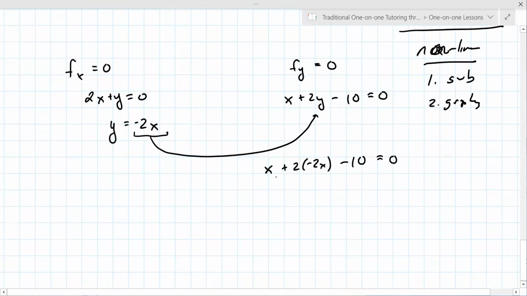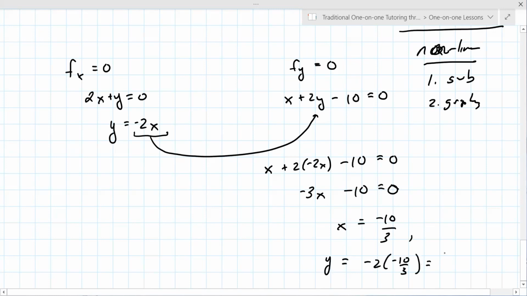So that's minus 4x, minus 3x, it doesn't look great, minus 10 equals 0. So x equals negative 10/3. Wow, that's horrible. And then y is going to equal minus 2 times minus 10/3. So it equals 20/3. So you have your ordered pair, negative 10/3 and 20/3.